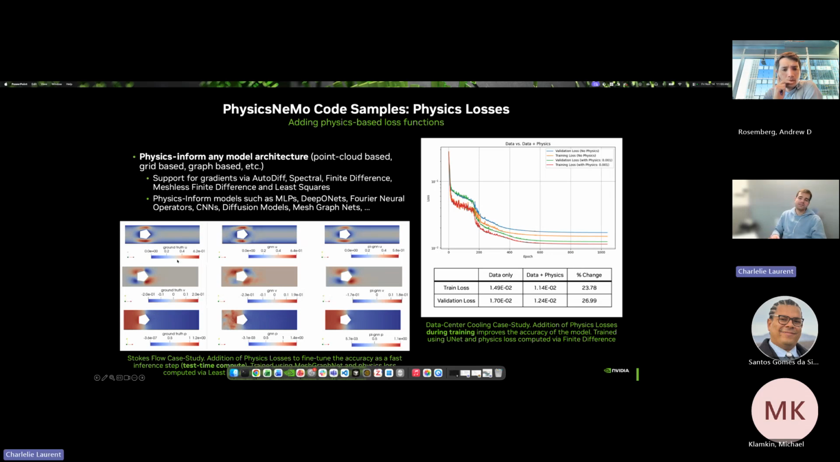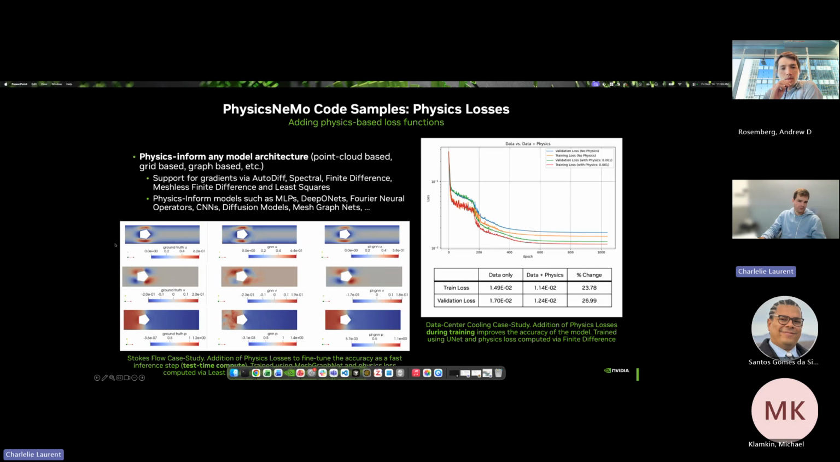Oh yeah, this is about physics-informed losses. Everything I showed before, Domino and XMesh GraphNet, they are fully data-driven. There is nothing physics-informed in all of those. So if you want to make those things physics-informed, so this is a Stokes flow.